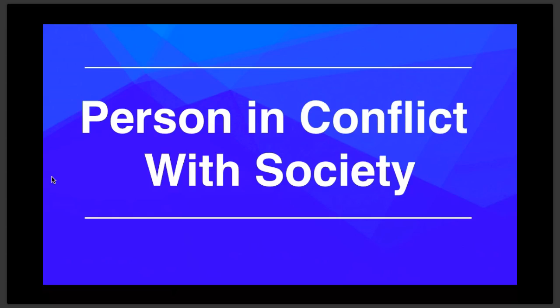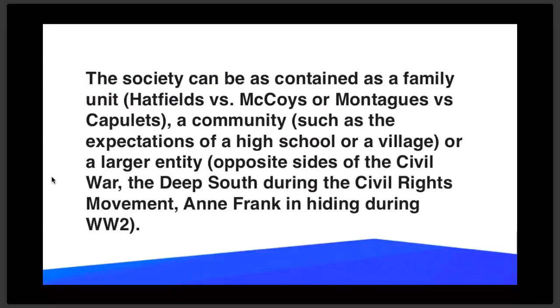So when we talk about the next kind of conflict, with society. Now, when we talk about society, it can be as contained as a family unit. So think Hatfields versus McCoys or Montagues versus Capulets. Those are the society, the families are in conflict with each other, which makes it very problematic if you have a character from one side of the family have to trust and believe or even fall in love with a member of the other side of the family.